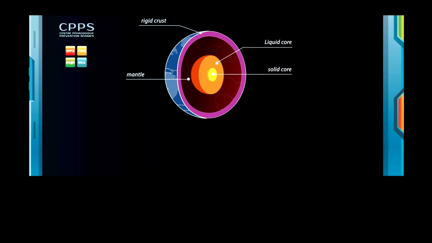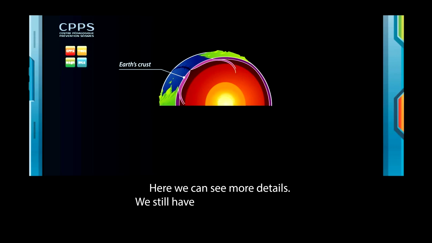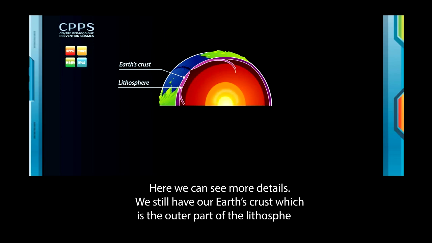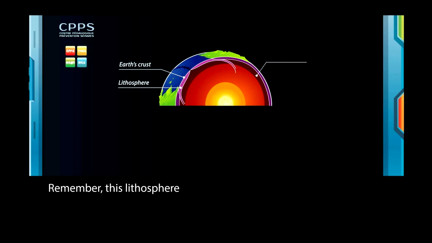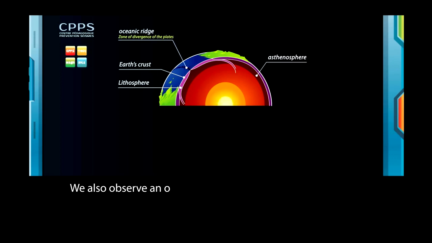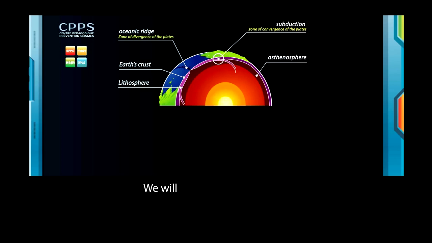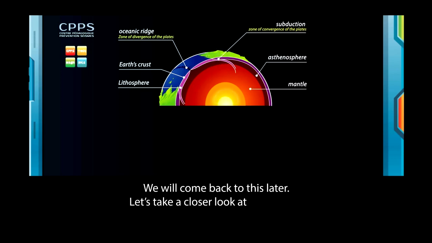How about we get a little closer? Here we can see more details. We still have our Earth's crust, which is the outer part of the lithosphere. Remember, this lithosphere is moving slowly over the asthenosphere, which is made of more deformable rocks. We also observe an oceanic ridge, where the plates diverge, and a subduction, where the plates converge. We will come back to this later.